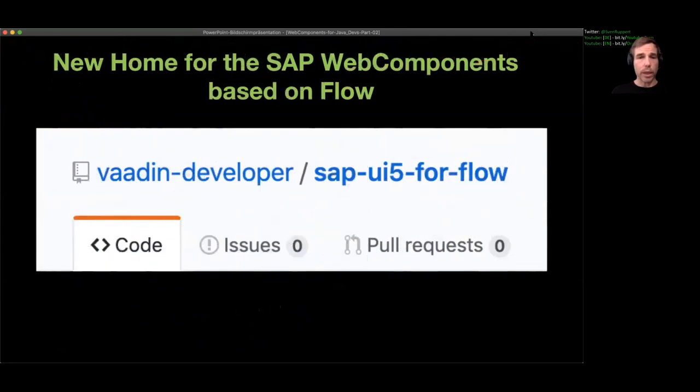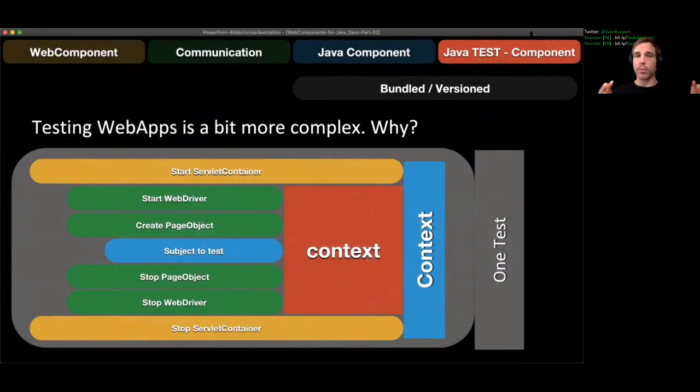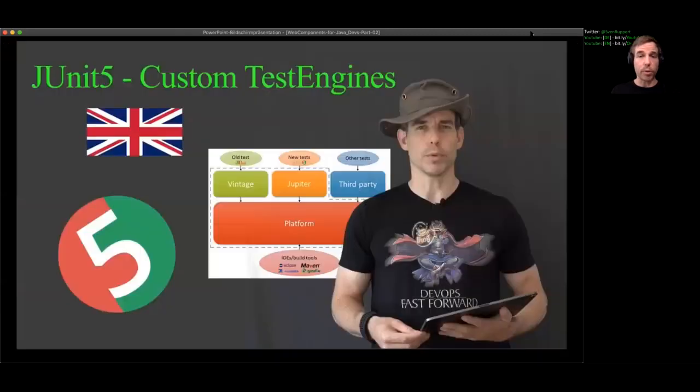This one, yeah, I showed before, this SAP UI5 for Flow. Just feel free, and if you have any recommendations, please come to me and let me know. Having in mind the complex part here is really how to create this page object, how to deal with this lifecycle, make sure that the context in JUnit 5 is clear. But there is so much documentation about it, and it really depends on your flavor, what you like.